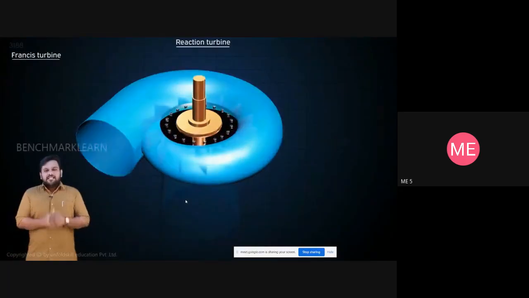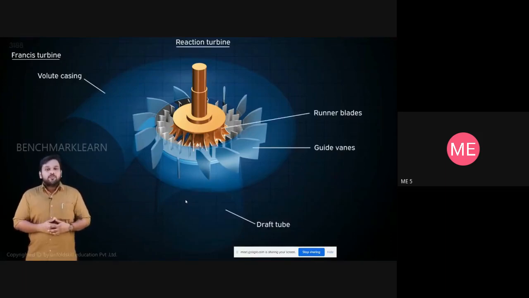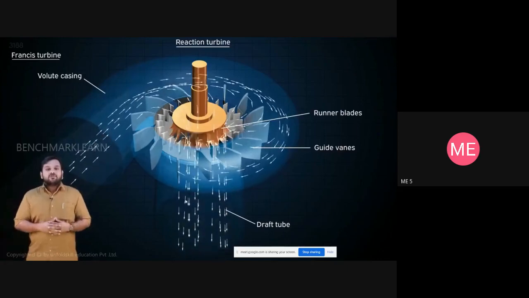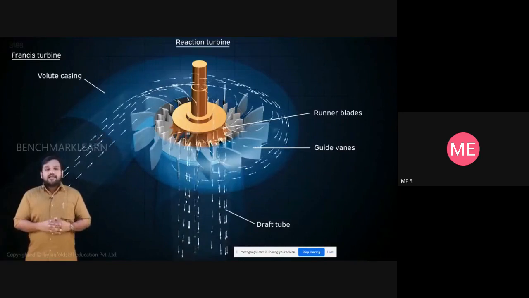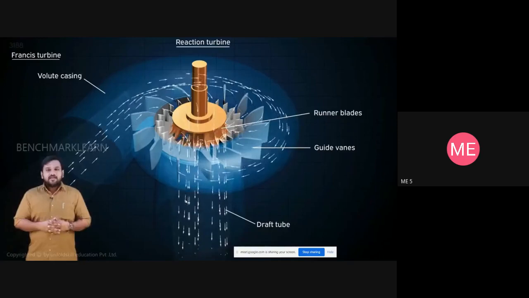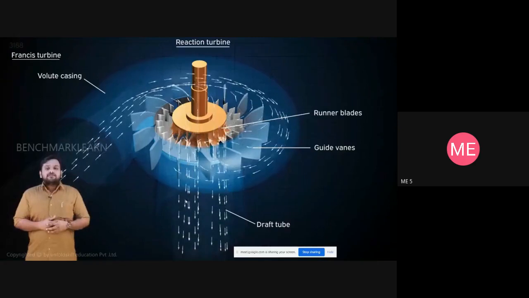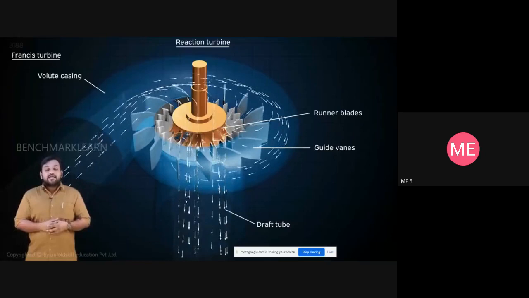Francis turbine. The main parts of the Francis turbine are a volute casing, guide vanes, runner plates, and a draft tube. From the casing, water passes through the guide vanes. Stator blades are arranged along the periphery to guide the water into the runner blades. Through the guide vanes, water enters radially into the rotor blades. The runner of the Francis turbine has a special construction as mentioned before. When the water enters radially, it starts rotating because of the pressure difference created by the aerofoil structure.